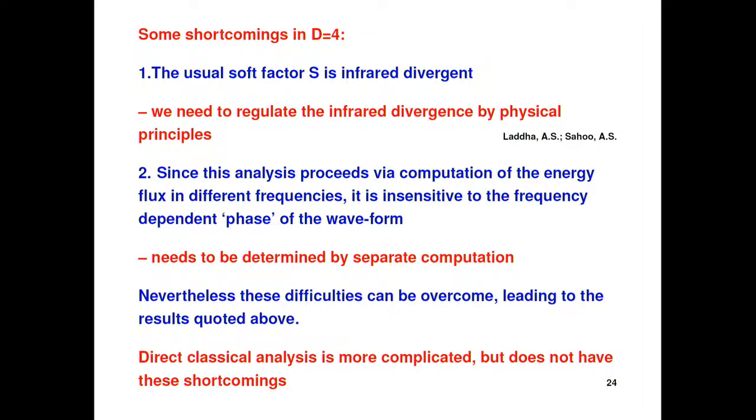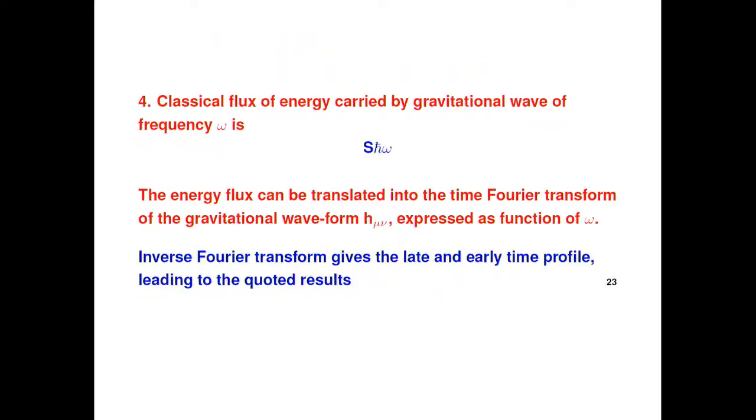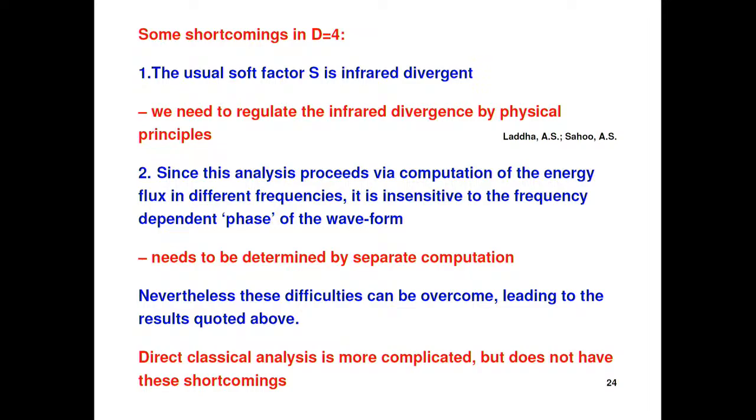Second drawback is that because the analysis proceeds by computation of the energy flux in different frequencies, it is insensitive to the frequency dependent phase of the waveform. In other words, the energy flux is actually related to the absolute value square of the Fourier transform of h mu nu. So that determines the Fourier transform of h mu nu up to a phase that can depend on the frequency omega. And we need that phase to find the detailed form of h mu nu. So that phase has to be determined by separate computation. Nevertheless, both can be done, and that is what leads to the results that I described.